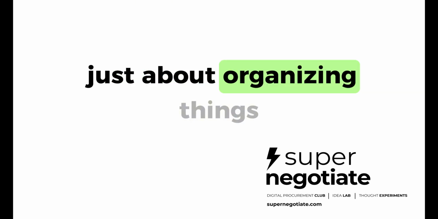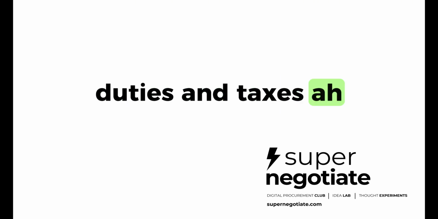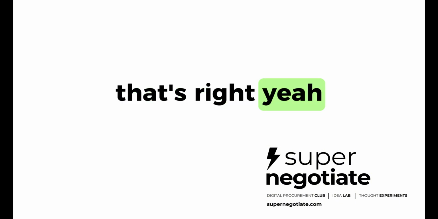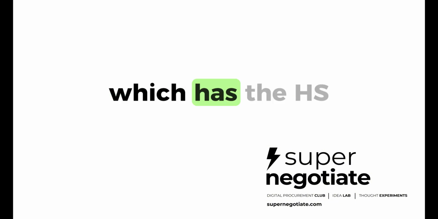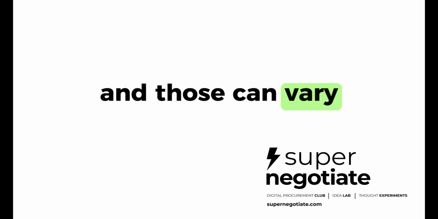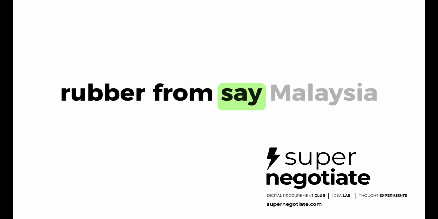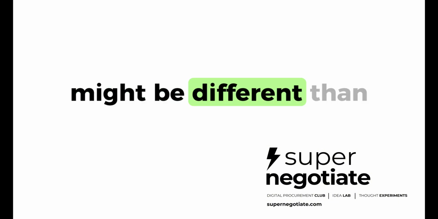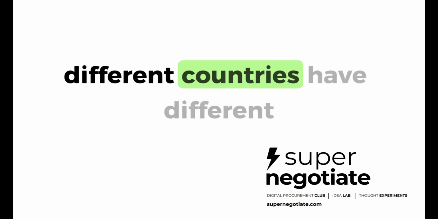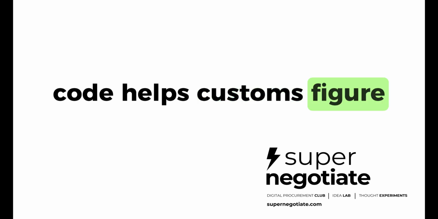And it's not just about organizing things. These codes are the basis for figuring out import duties and taxes. Ah, so that's how customs officials know how much to charge when something comes across the border. That's right. The video gave an example of natural rubber, which has the HS code 471. And based on that code, customs can determine the duty rates. And those can vary depending on where it's coming from and any trade agreements that might be in place. So if I'm importing rubber from, say, Malaysia, the duty might be different than if I'm importing it from Brazil. That's right. Different countries have different trade agreements. And that HS code helps customs figure out the right rates.